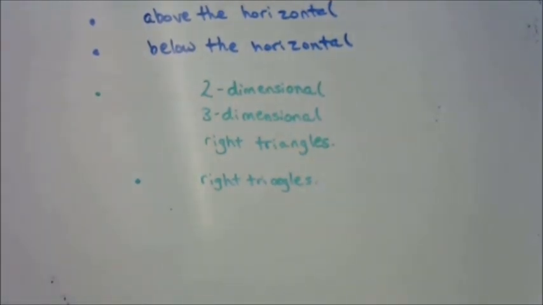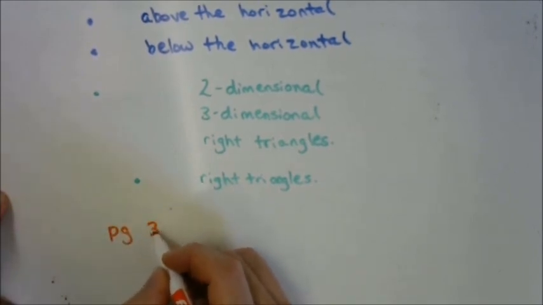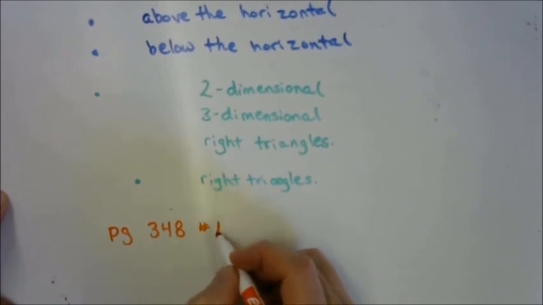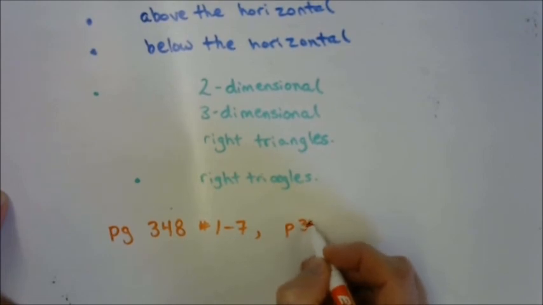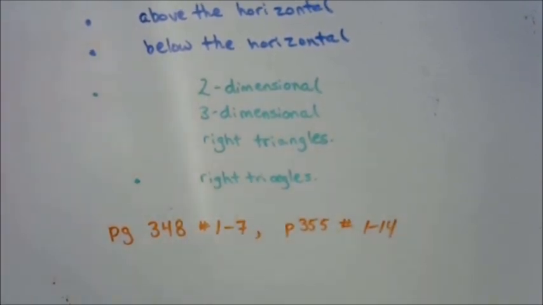Okay, ladies and gentlemen, your homework is there for you on the bottom of your worksheet. If you haven't corrected your worksheet or you have an old one, then the homework should say this: page 348, number 1 through 7, and page 355, number 1 through 14. Enjoy.